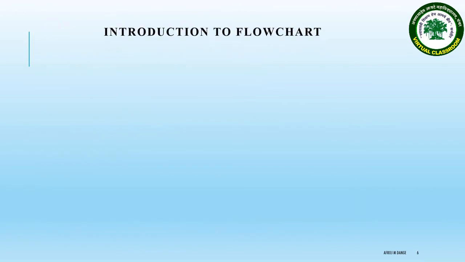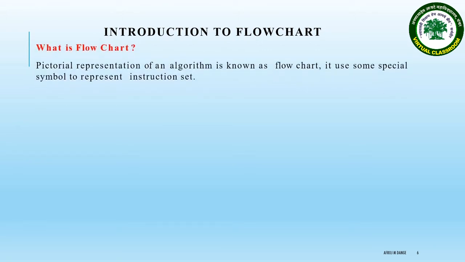Now we see an introduction to flowchart. What is a flowchart? A pictorial representation of an algorithm is known as a flowchart. It uses some special symbols to represent the instruction set. It is used to graphically represent the flow of program execution of our algorithm, a graphical representation of whatever algorithm we have taken.